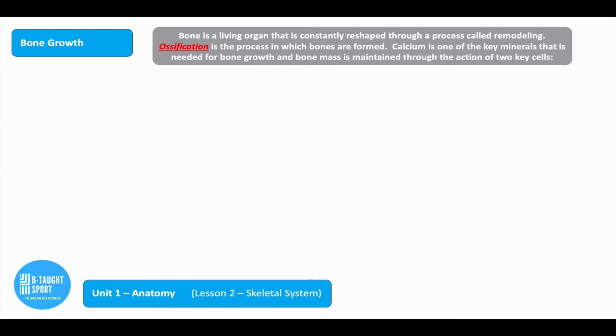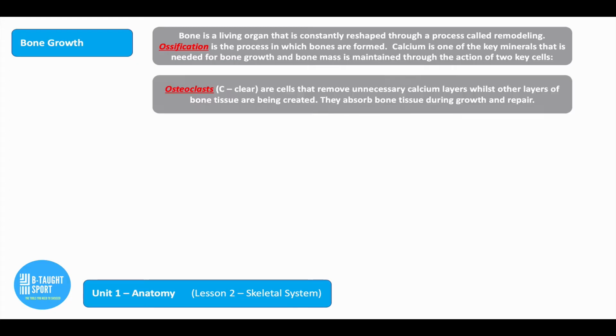Now, the reason why your parents always ask you to drink calcium is because calcium is one of the key minerals that is needed for bone growth, and bone mass is also maintained through that. Now, this is done through two key cells. The first one is called osteoclasts. What I've put in brackets there is C for clear.